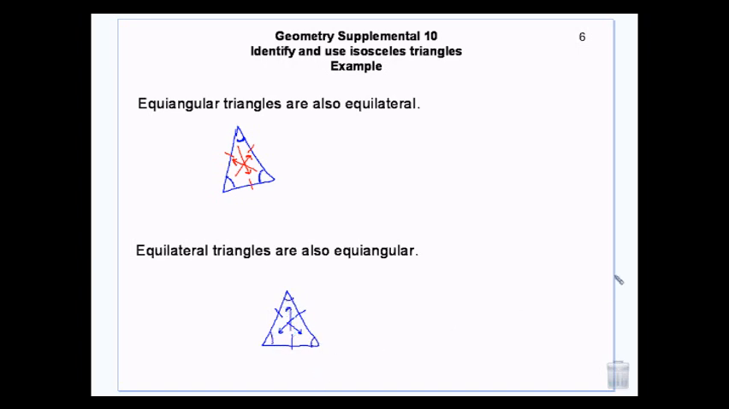So if it's equiangular, it's also equilateral. You can't be equiangular and not be equilateral, and you can't be equilateral and not be equiangular. They're the same. So if all the sides are the same, all the angles will be the same, and vice versa. Does that make sense?